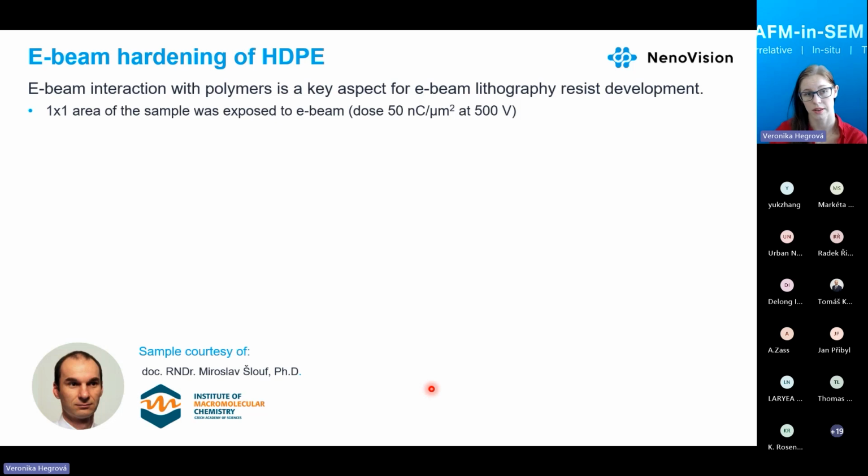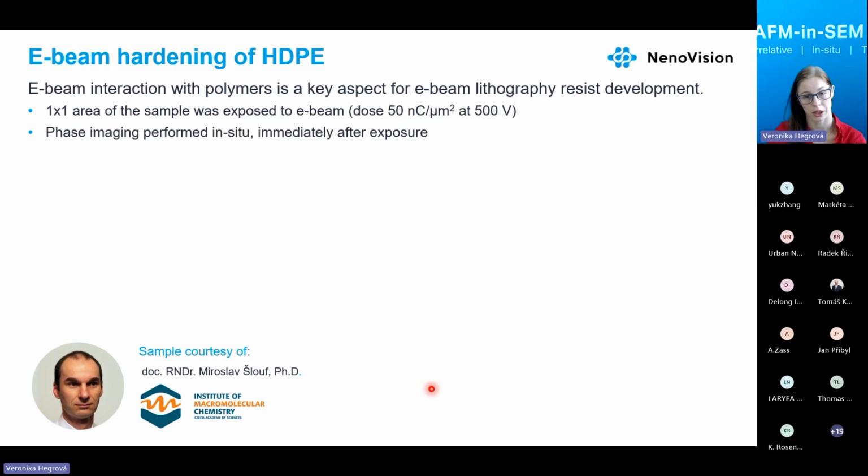If we move further to the polymers, let's have a look at the basic polymer HDPE. As we know, such samples are not so conductive, so they are charging a lot. And they are used for e-beam lithography resist development, or they are used as e-beam lithography resists. And so it's important to understand the interaction of the electron beam with the polymer.